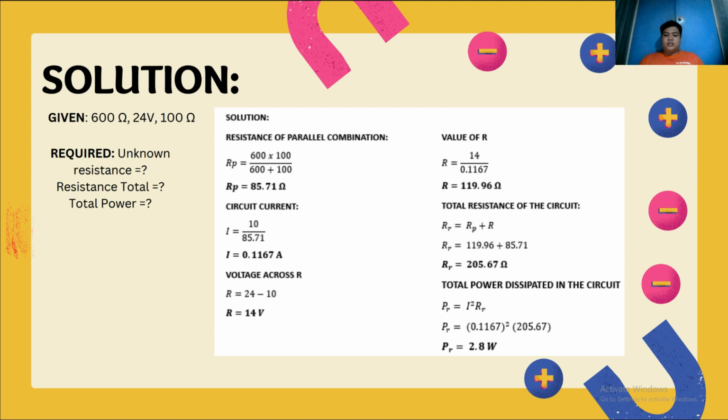Now, the resistance of the parallel combination. Resistance parallel is equal to 600 times 100 over 600 plus 100. The answer is 85.71 ohms. Now, for the circuit current, the formula that we use is Ohm's law. Ohm's law: current is equal to 10 over 85.71. The answer for circuit current is 0.1167 ampere. The voltage across R is equal to 24 minus 10. The answer is 14 volts.